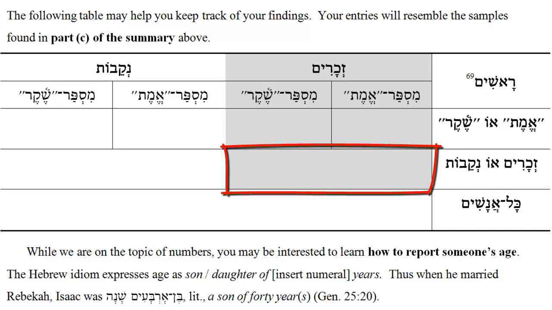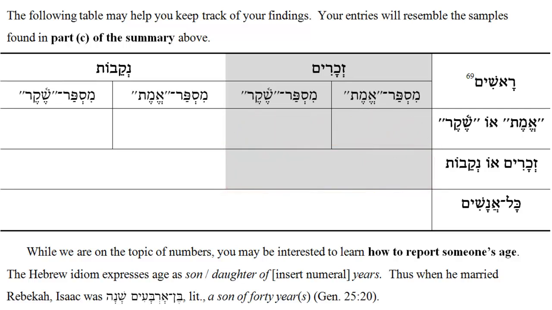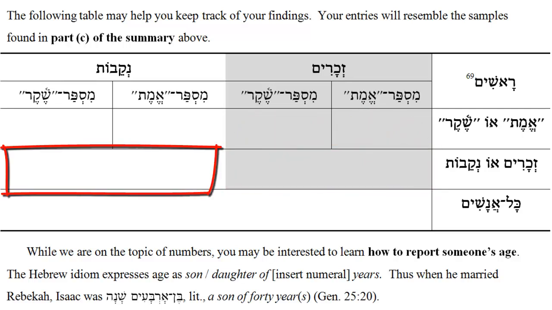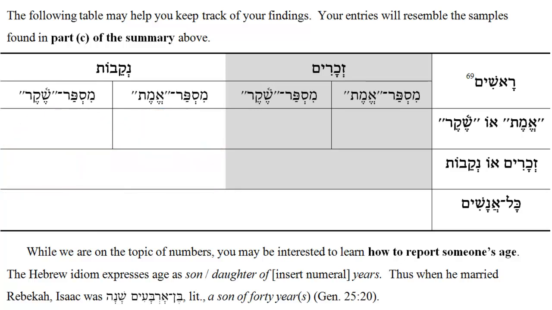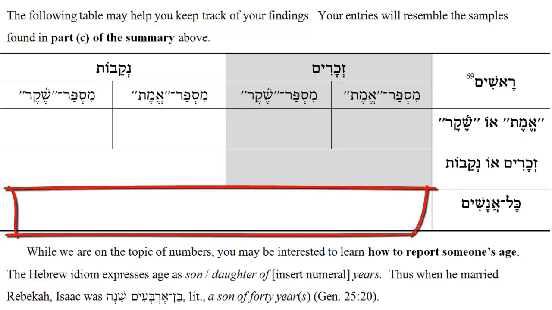In the single shaded block on this row, write the combined total of all the zecharim whom you interviewed, regardless of whether the response was emet o sheker. Similarly, in the clear block on this row, write the grand total of the nekevot whom you interviewed, regardless of whether their answer was emet or sheker. The last row is entitled kol anashim. And here you'll simply write down one number, which will be the grand total of all the persons whom you interviewed, regardless of gender and regardless of answer.